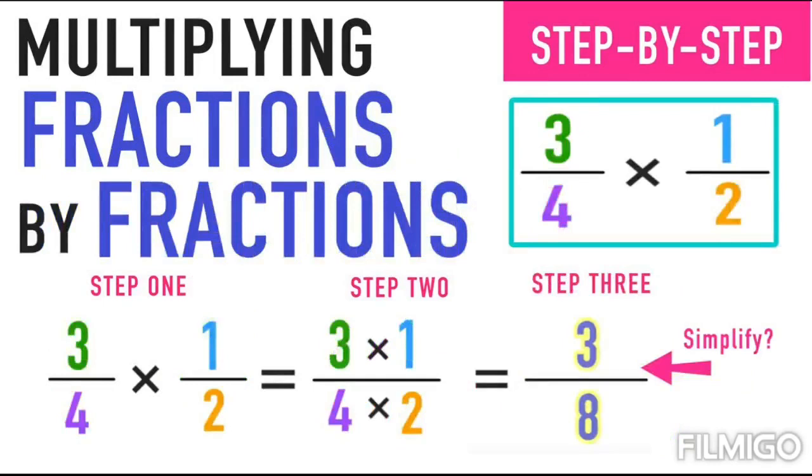Next topic is multiplication of fraction by a fraction. For example, if we have to multiply 3 by 4 by 1 upon 2, in that case, first fraction's numerator we have to multiply with second fraction's numerator, and first fraction's denominator we have to multiply with second fraction's denominator. So 3 into 1 is 3 upon 4 into 2 is 8. So answer is 3 by 8.